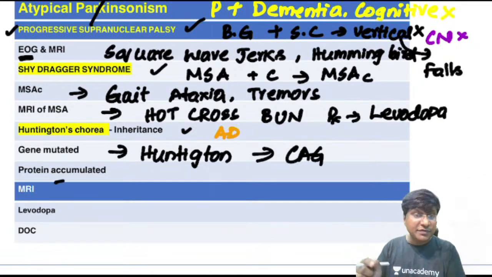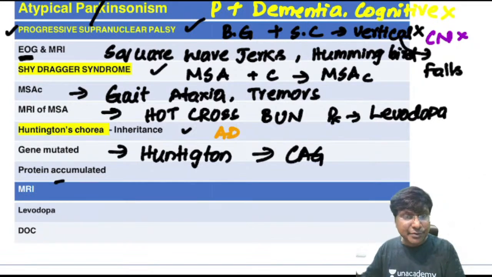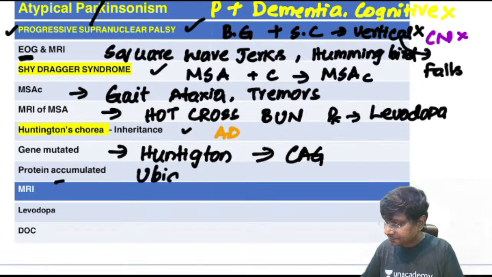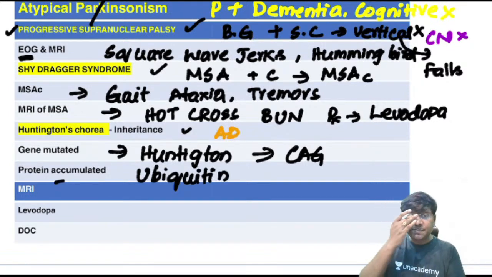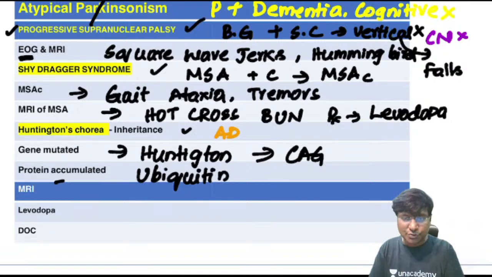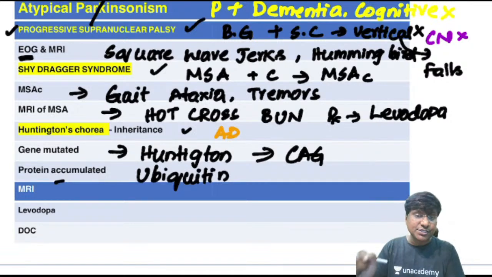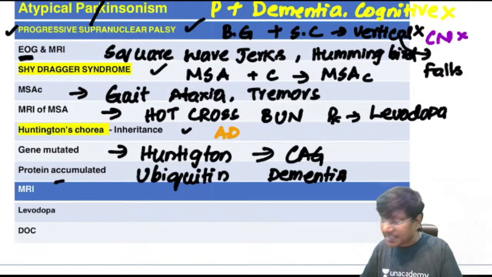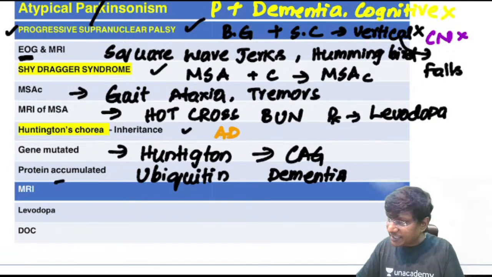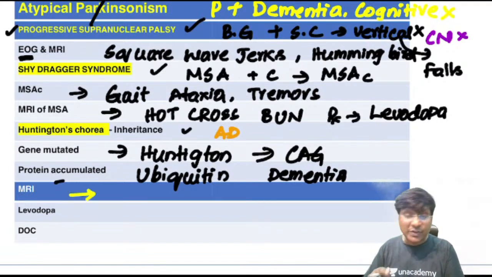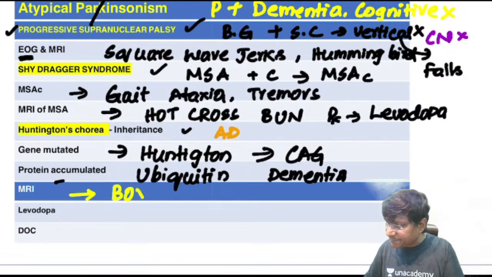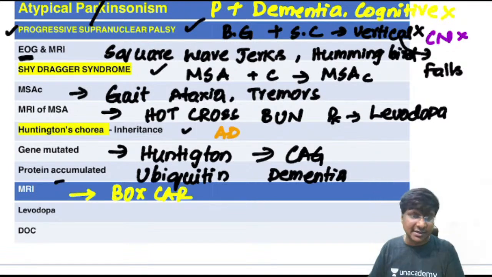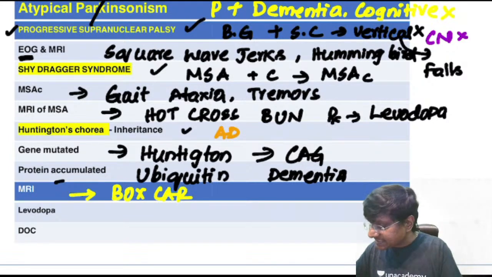Then what is the protein that accumulates because of this Huntington gene mutation? The protein that accumulates is ubiquitin. Now you should know that these patients will finally have neuronal death resulting in dementia. So dementia is a characteristic feature in patients with Huntington's chorea. Now, what will the MRI show in these patients? The MRI will show the presence of boxcar ventricles.